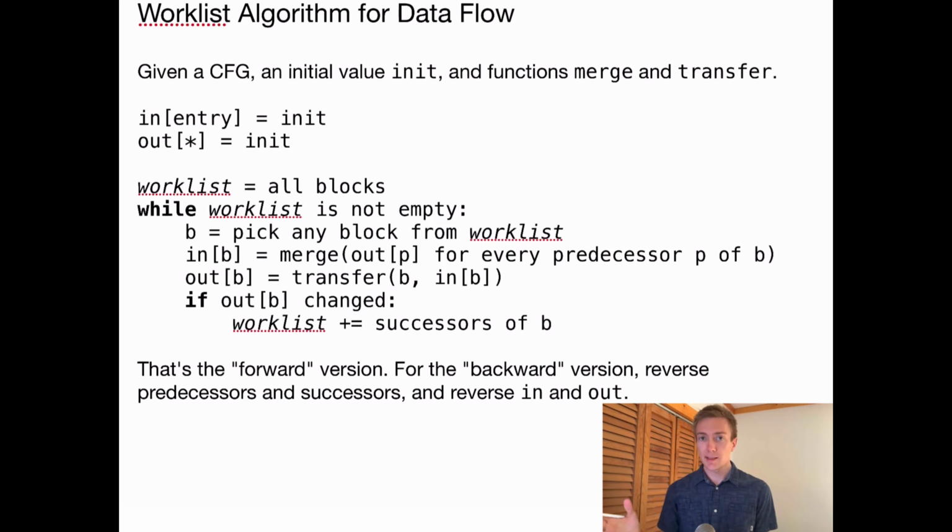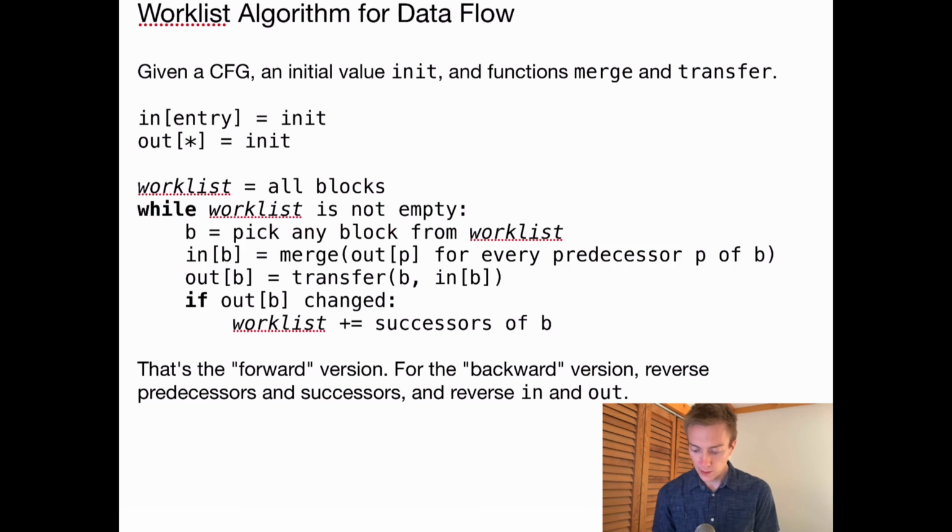The work list represents the blocks that still need to be processed. That is, that have preliminary values for their input and output variables, but still need updating. And this is going to start out as all the blocks, because we haven't really analyzed anything. And eventually the algorithm will terminate when we have no more blocks to process.